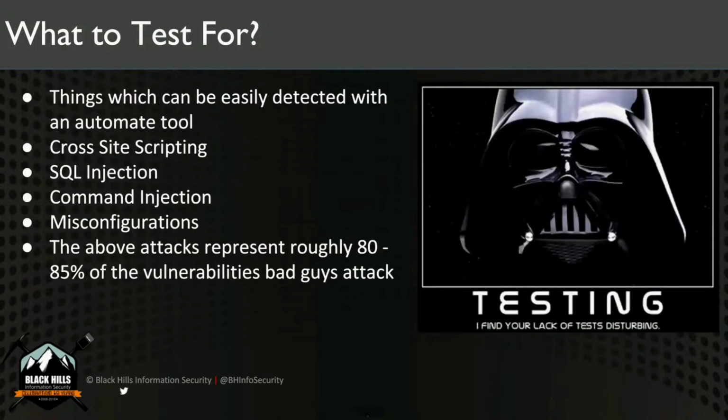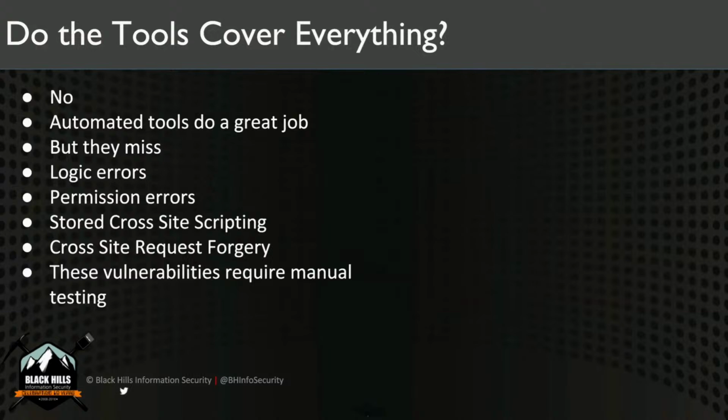Now, what are you going to test for in automated tools? Automated tools are awesome, and they're going to find cross-site scripting, SQL injection, command injection, and misconfigurations, and the above attacks are anywhere between 80 to 85% of the vulnerabilities that we see bad people attacking. I mean, they're just out there and they're easy to find, and the tools find those vulnerabilities. Life's good. It's awesome. But do those tools catch everything? No, absolutely not. The automated tools do a great job, and we use a lot of automation at Black Hills Information Security and what we're actually doing.